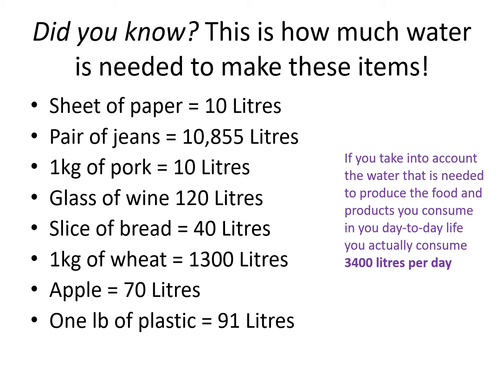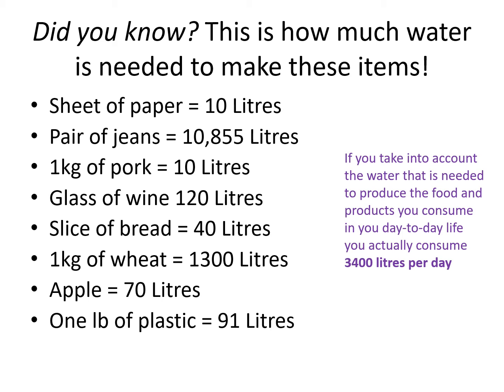So a sheet of paper, you think about that exercise book in front of you and how many sheets are in that. To make one sheet of paper, it requires 10 litres of water. A pair of jeans, 10,855 litres of water. A kilogram of pork, 10 litres. Even a glass of wine, 120 litres of water is required to make that. Slice of bread, 40. Kilogram of wheat, 1,300 litres. So any cereals, breads that you're eating, that's how much water it takes.